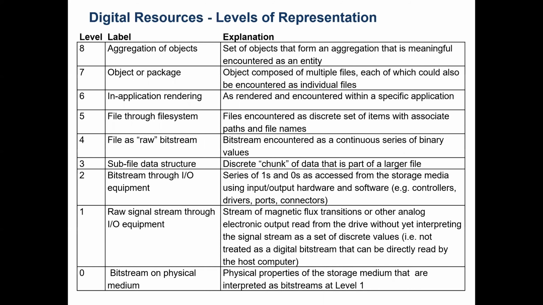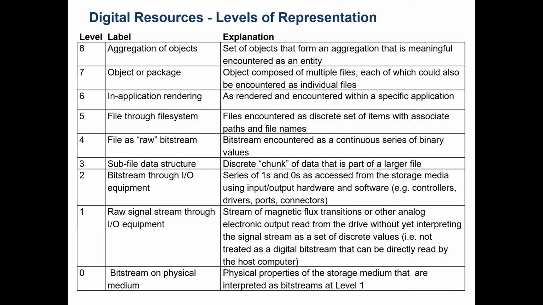So we can think of digital information residing at a variety of levels, ranging from all the way up at aggregates of objects, sort of collections and series and things like that, down to objects or packages that might be composed of a variety of parts, to how they're rendered in a particular application, to the file through the file system. So this becomes important if something comes off of a medium and you care about things like timestamps and directory structures, so that the file doesn't end up getting just treated like a discrete object.